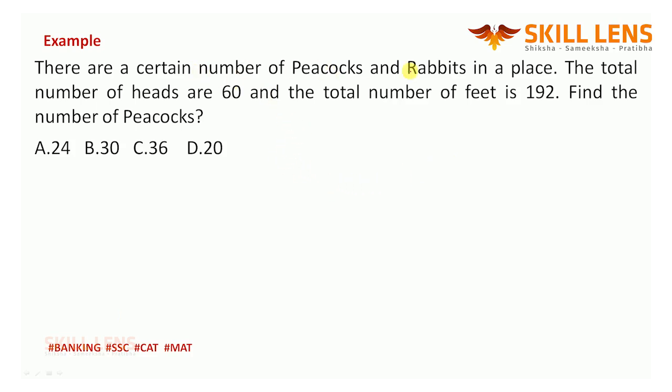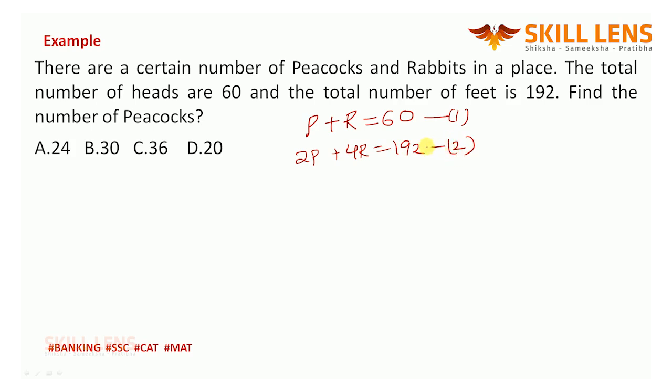Guys, look here. Peacocks and rabbits. The total of heads is 60, which means the total number of peacocks and rabbits together is 60. Here you need to understand, a peacock has 2 legs. A rabbit has 4 legs. So 2p plus 4r equals 192. Take this as the second equation.